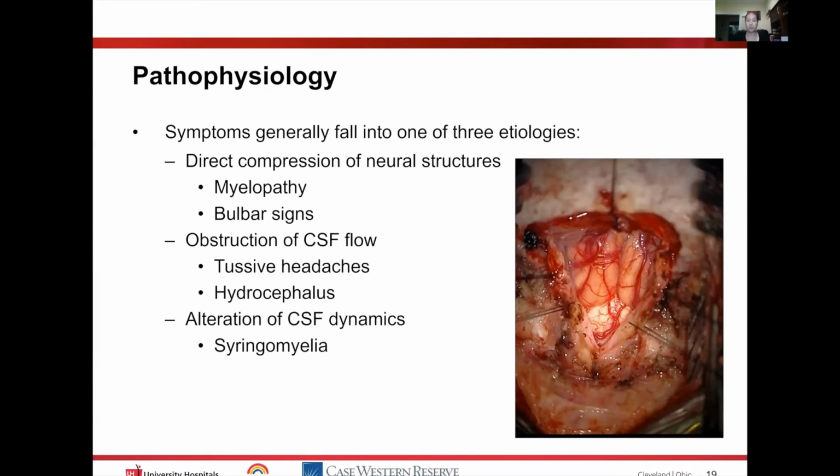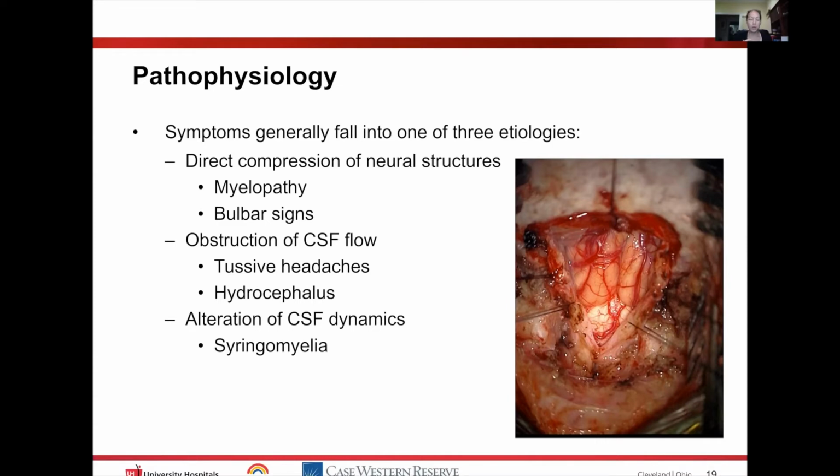So for the pathophysiology, as I like to describe it, the symptoms fall into one of three main etiologies. It's either from direct compression of the neural structures as they're crowded in the foramen magnum, and that can be things like myelopathy or bulbar signs. They can be symptomatic because of obstruction of CSF flow. Those we think cause the tussive headaches. That can also cause a secondary hydrocephalus if it becomes obstructive in nature.